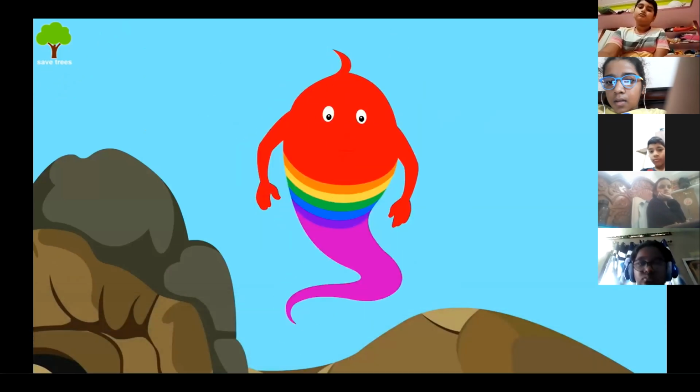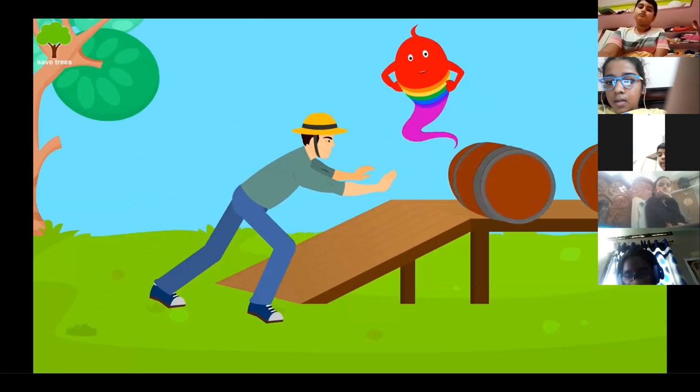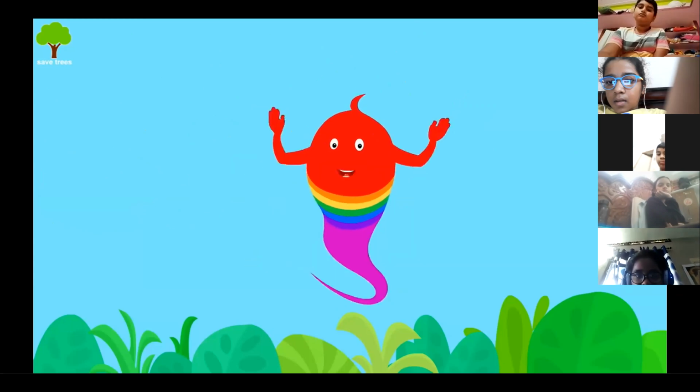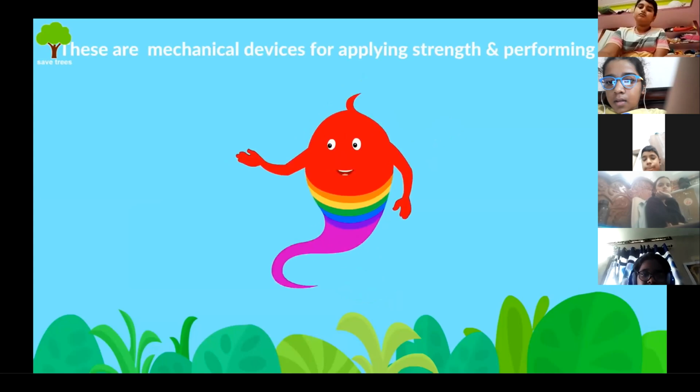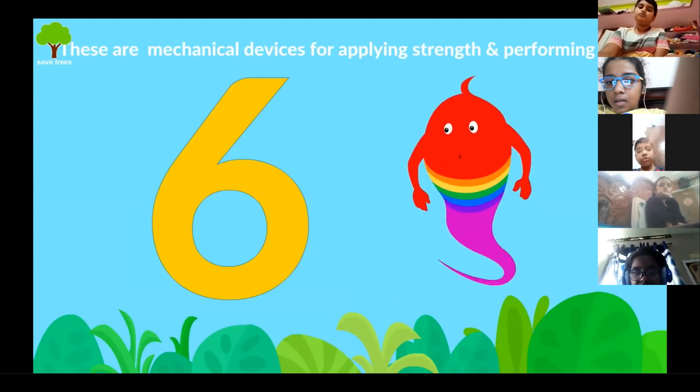A big rock or a very heavy weight can be moved using a simple machine, an inclined plane. Simple machines are very basic mechanical devices for applying strength and performing work. Let's see 6 different kinds of simple machines.